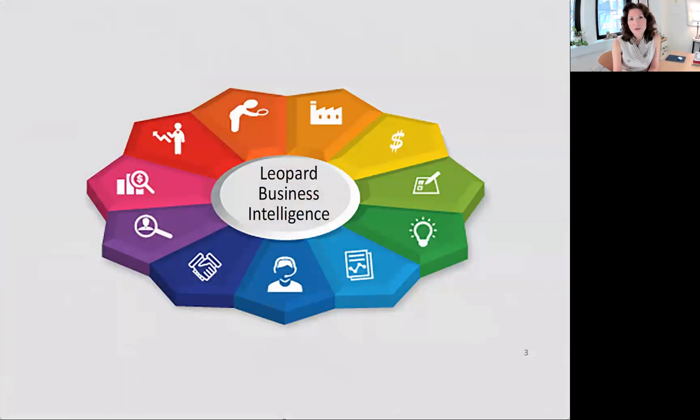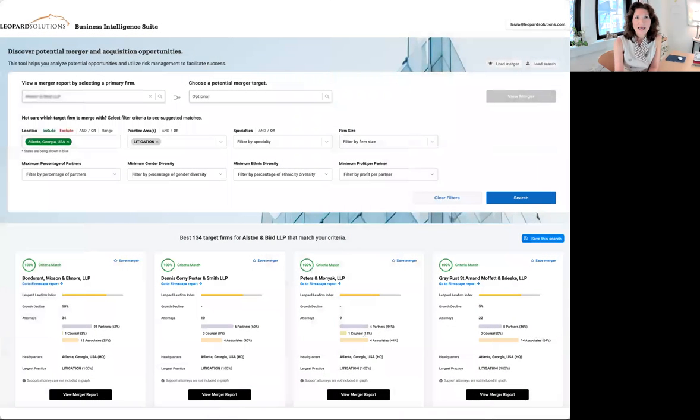The first tool that we wrote for Leopard BI was our M&A tool, our mergers and acquisitions tool. This is very exciting, nothing like it on the market. If you want to look at a proposed merger, you can put in your primary firm, choose your merger target and click view merger, and there you go. If you don't know what you're looking for, you can come in and say, I'm looking for a firm in Georgia. I want them to be heavy on litigation. I want that firm to be no bigger than 50. Put in all your criteria.